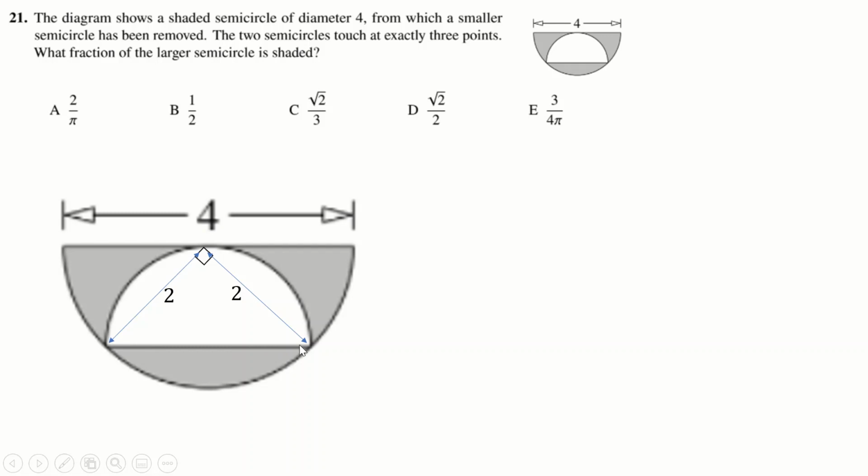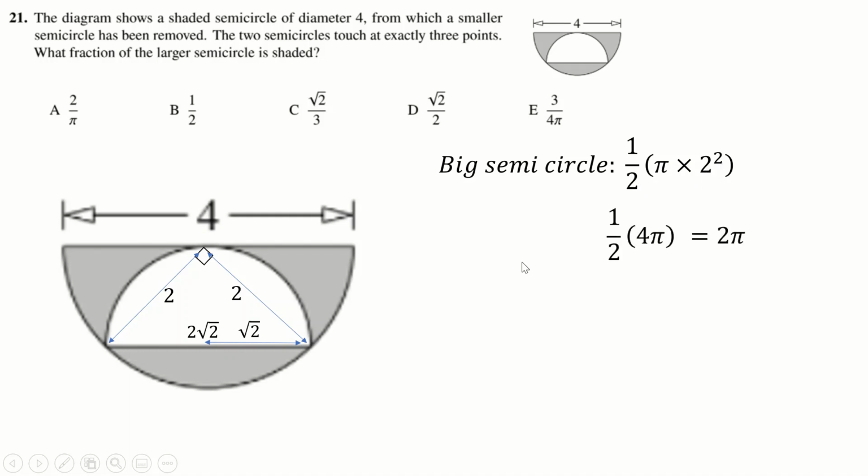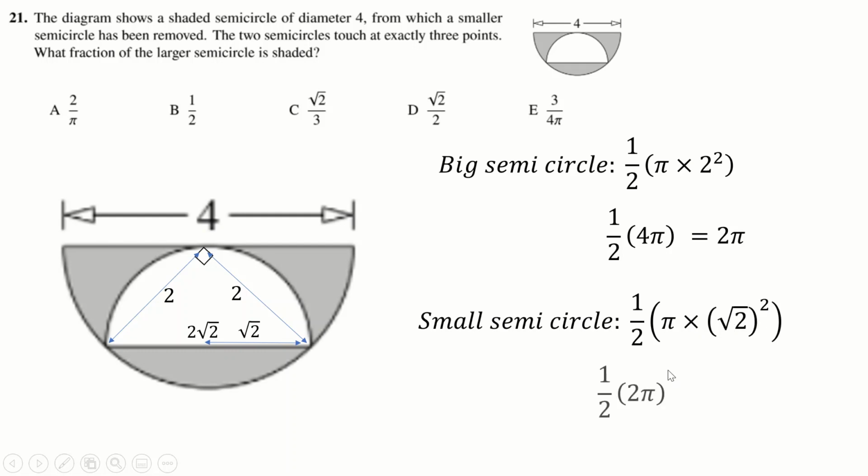And therefore this length, I don't even need to use Pythagoras because I've already seen this exact right angle triangle before today. This is going to be 2√2. And therefore the radius of the white semicircle is just √2, half of that. Now I have everything I need. I can work out the area of the large one: it's a half, because it's a semicircle, times pi r squared, r being 2. 2 squared is 4, times half is 2, so that's 2 pi. The small semicircle has radius √2, so it's a half times √2 squared times pi. Now that's a 2, which cancels with the half. And so the big semicircle is twice the little semicircle, so the fraction that's shaded is a half.